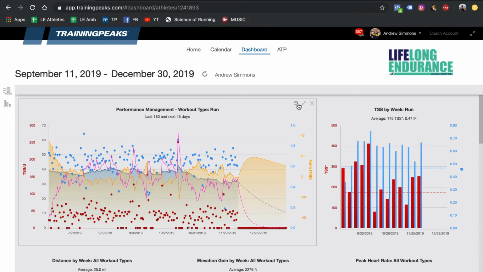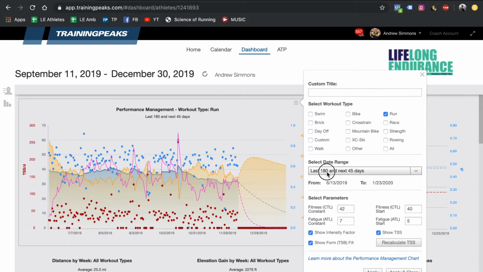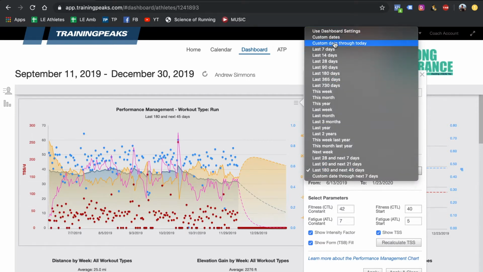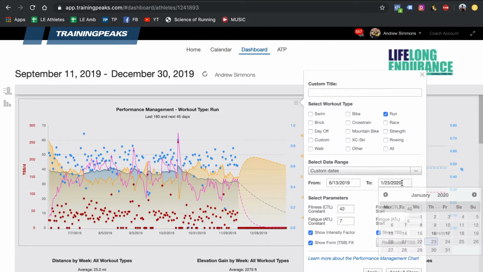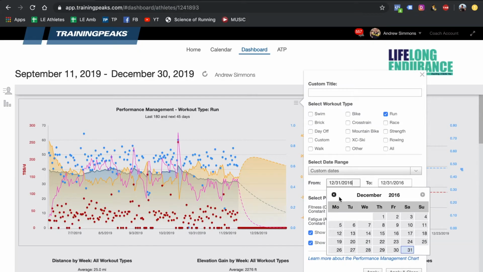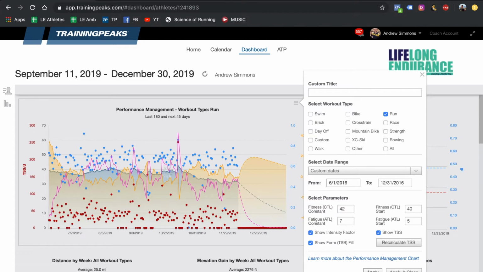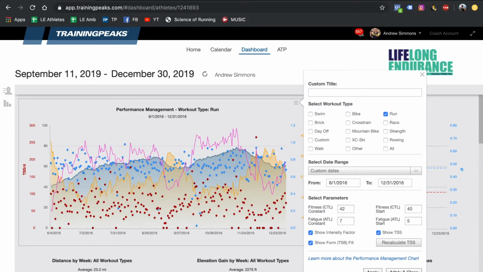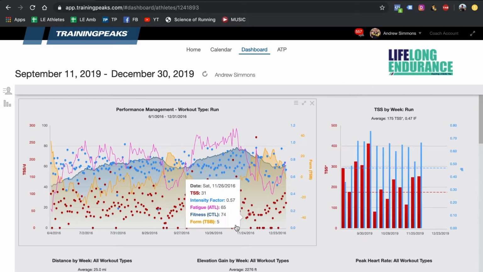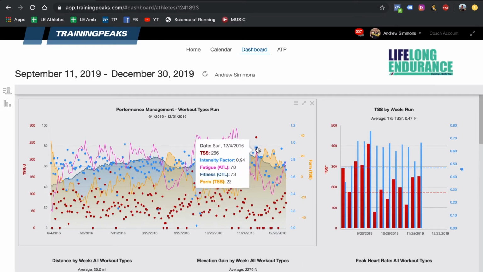So let's go ahead and first adjust the period of time that we're looking at here. I'm going to go through some custom dates. I did CIM back in 2016, and I had a really good training period leading up to that. So let's go ahead and look at about this 6 months before that. So we'll go back all the way to June, actually. So closer to 7 months here, and we'll look at the buildup and everything that's happening in here. Click Apply and Close. So first and foremost, let's go ahead and look at race day, 12/4 of 2016.